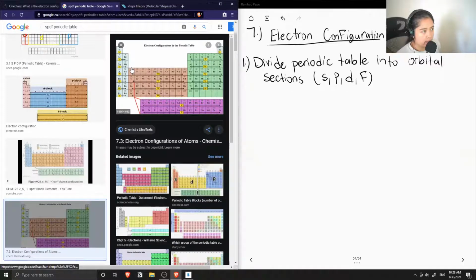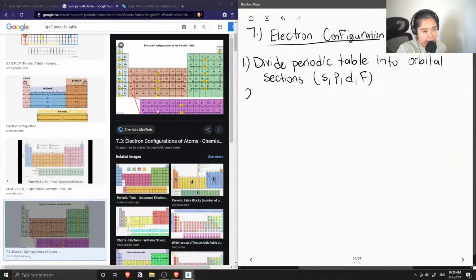Okay, so this is the periodic table broken up into the sections. The S block are the first two columns here, including helium. And the P block is this green section, ranging from boron to the noble gases. The D block are these transition metals. And finally, the F block are the last two rows, the lanthanides and actinides.